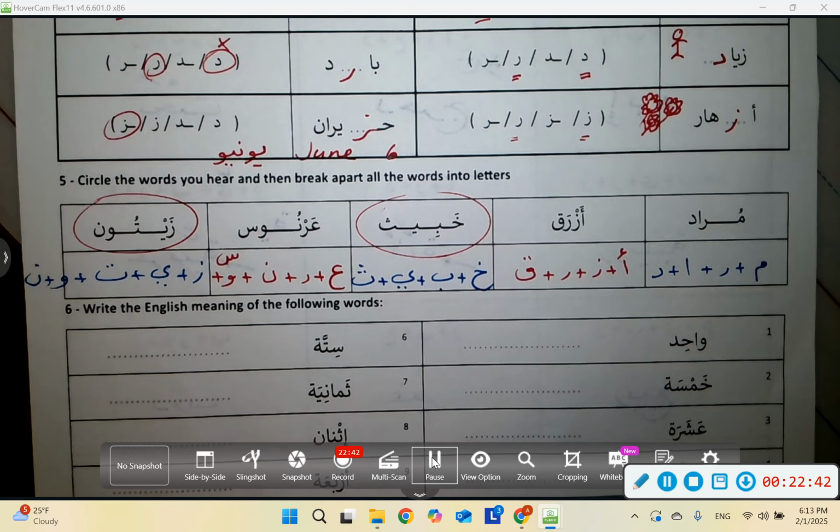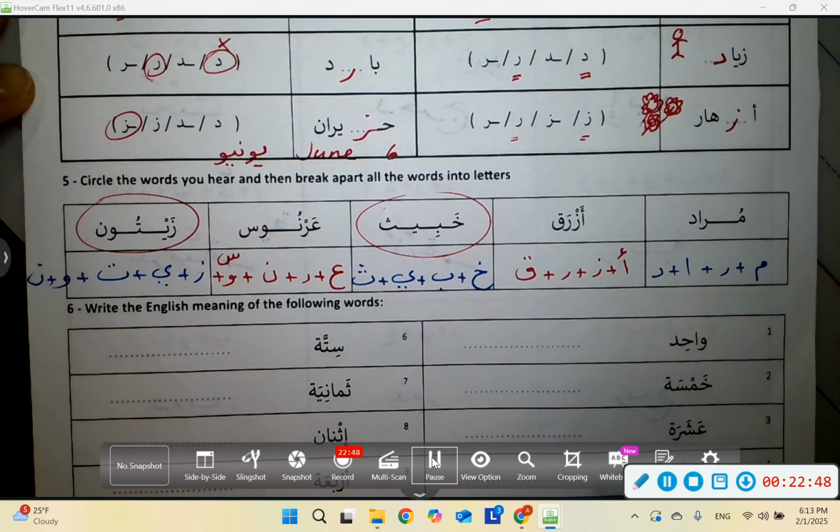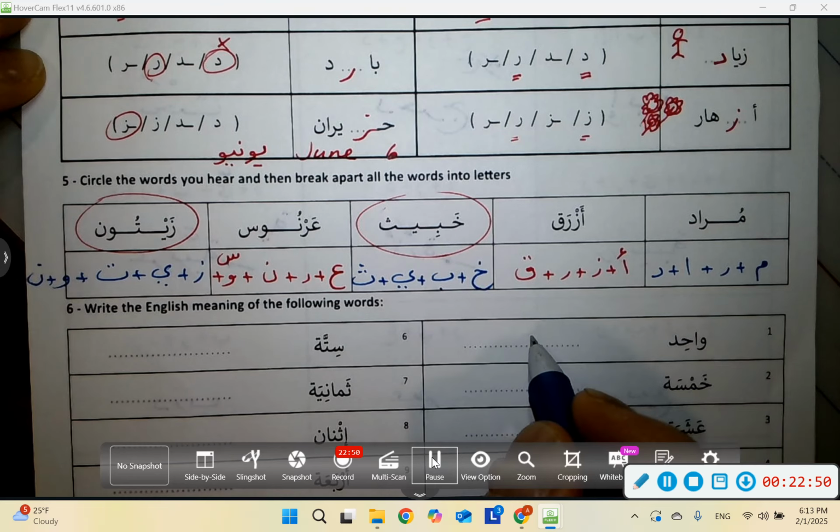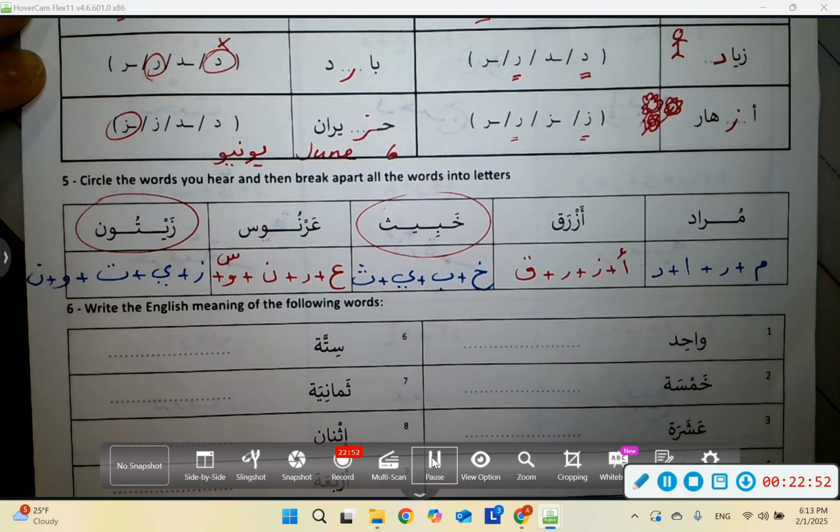Let's now answer question number 6, which is write in the meaning of these words. These are the numbers, but they're mixed. واحد, we're going to write it in Arabic numbers.